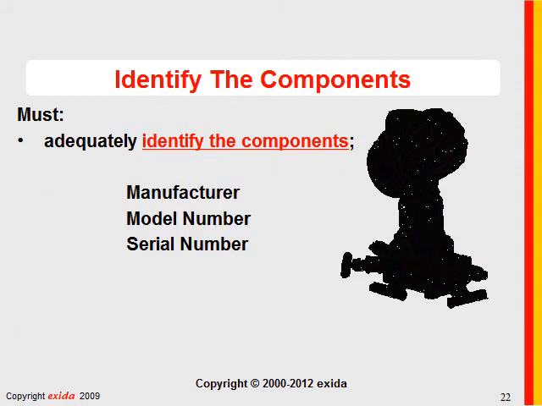Well, what do we mean? Let's dig into this in more detail. What do we mean by adequately identifying the components? A really good system will identify for every component the manufacturer, the model number, and the serial number. That way, if an instrument moves from location to location in the plant, we can still track its reliability history.